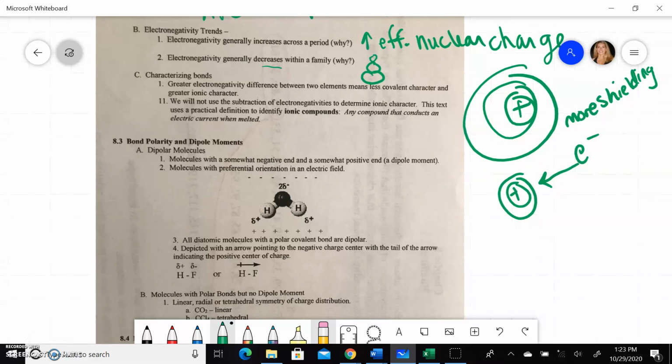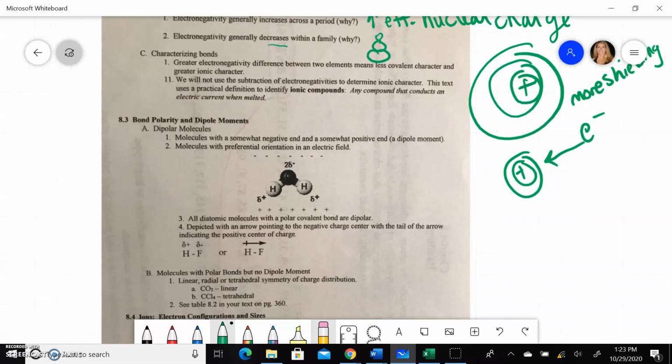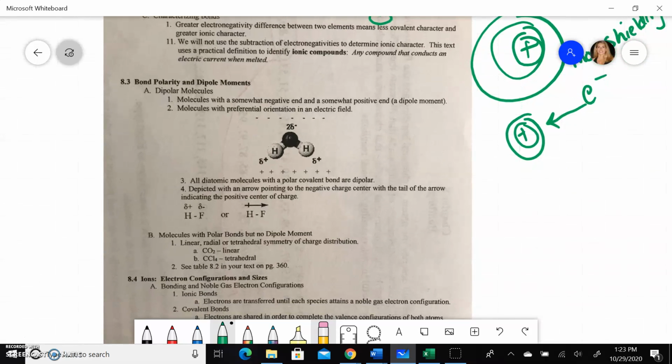All right, polarity is the difference in the two atoms' electronegativities. If they're not quite the same, then one can pull the electrons a little bit harder, so you get kind of a lopsided distribution of electrons, and that makes it have what we call a dipole moment, which is just a fancy way to say that you're going to get that polarity.